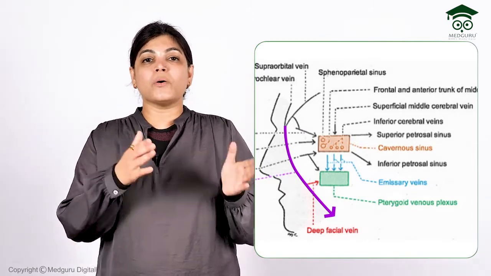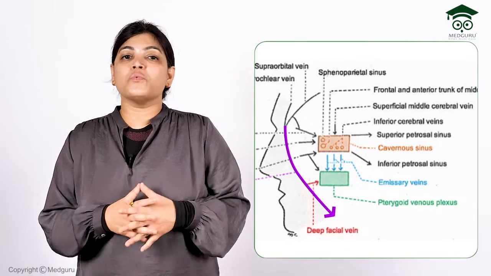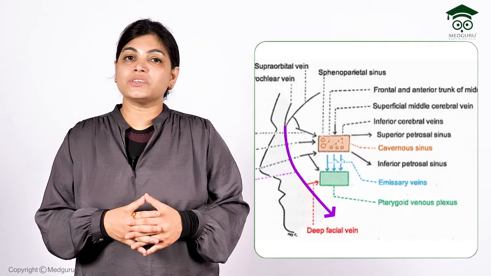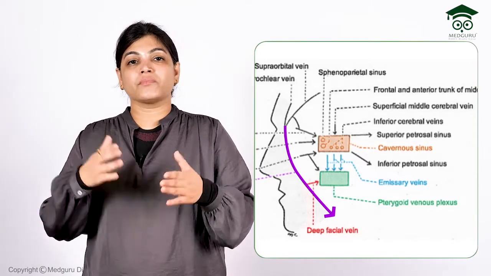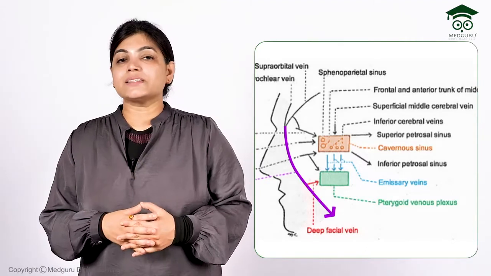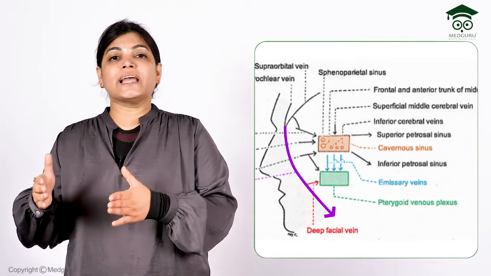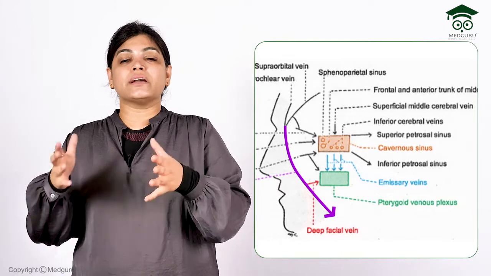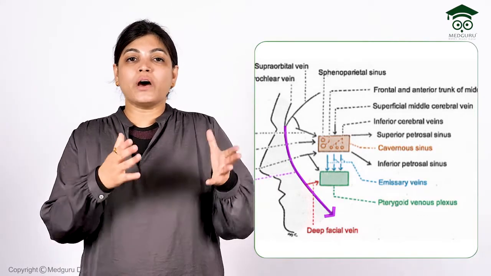So once more, the communications which are formed through the facial vein. The facial vein communicates with the deep facial vein. The deep facial vein is communicating with the pterygoid venous plexus. The pterygoid venous plexus is communicating with the emissary vein, and the emissary vein is communicating with the cavernous sinus. This was the one route.